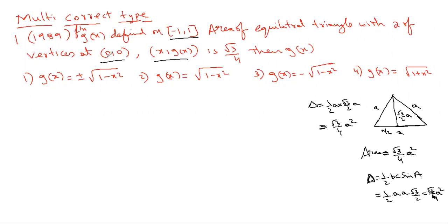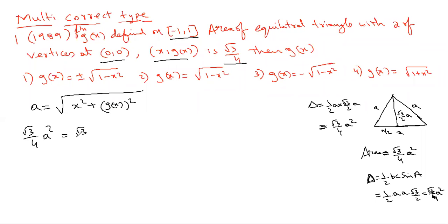So what they've given is two of the vertices of an equilateral triangle. Automatically, the A for that equilateral triangle is the distance between the 2 points: (x minus 0) whole square plus (g of x minus 0) whole square. This is the A. And they're also given that the area is root 3 by 4. Okay, I'll directly write an objective. We don't need much explanation. So the area is root 3 by 4, so A square is root 3 by 4. So what is A square? x square plus g of x whole square equals, what is it?